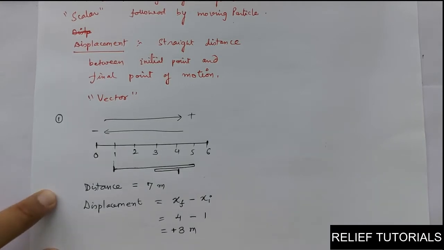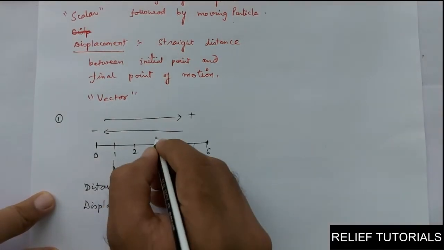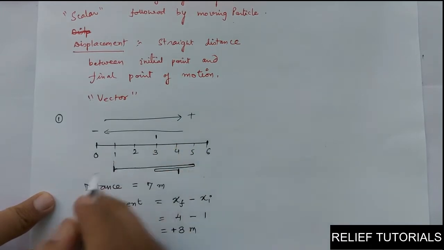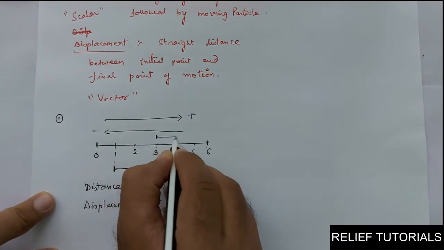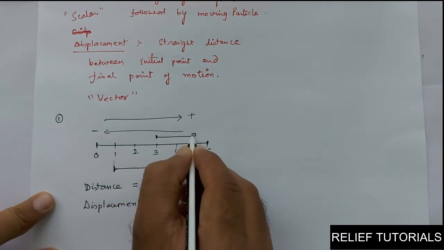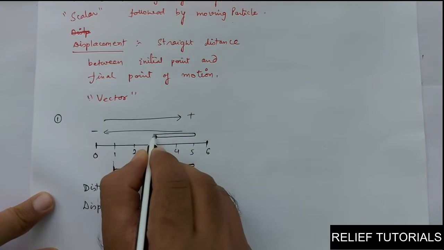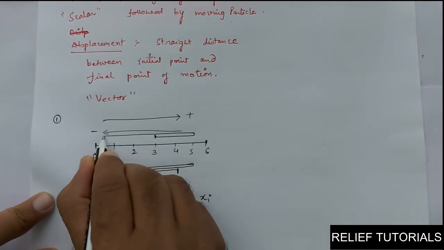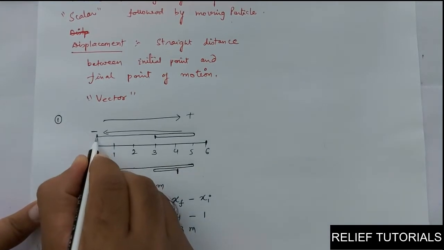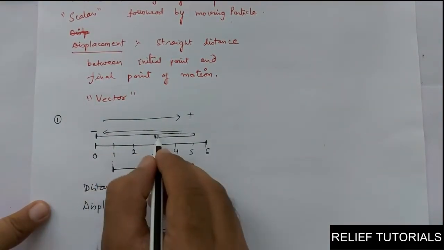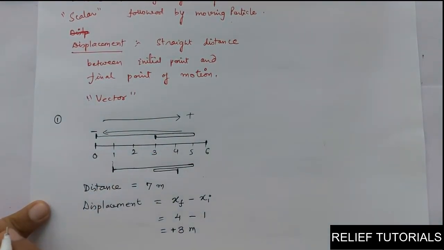One more example in the same number line. Consider I am at bungalow number 3 and I want to go to the gate of the society, means bungalow number 0. So first I go to bungalow number 5 and then I go to bungalow number 0, means to the gate. So this is your final position, and here is 3, the initial position from where we started our motion.